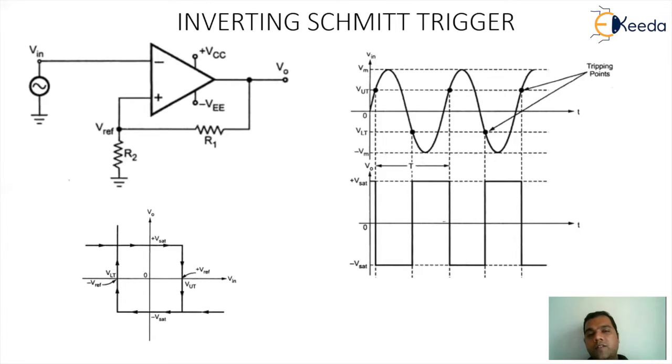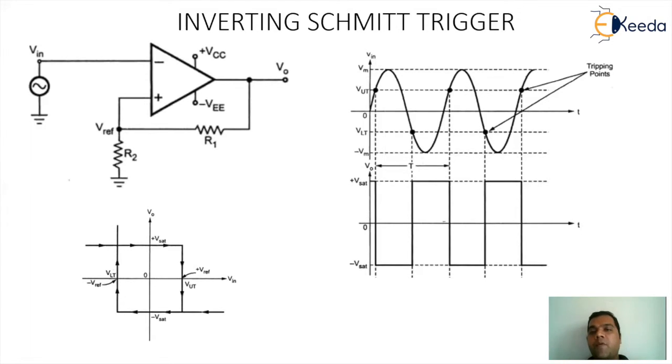So this is the way, whenever the input is compared with respect to the threshold voltages, the output will automatically switch from plus Vsat to minus Vsat or minus Vsat to plus Vsat. So this is the basic logic of the inverting Schmitt trigger.